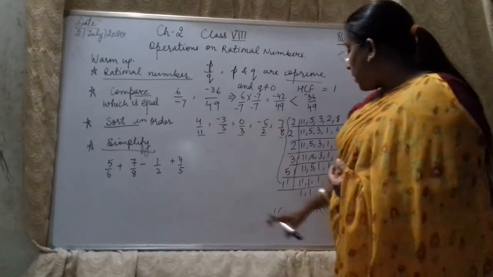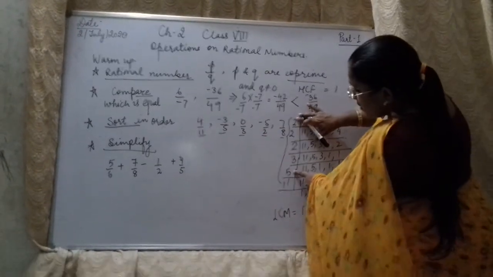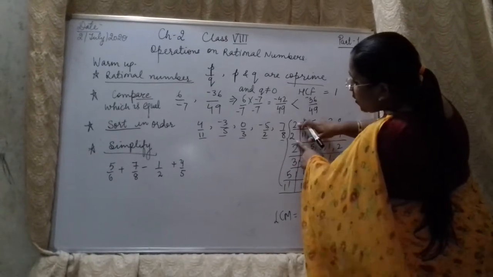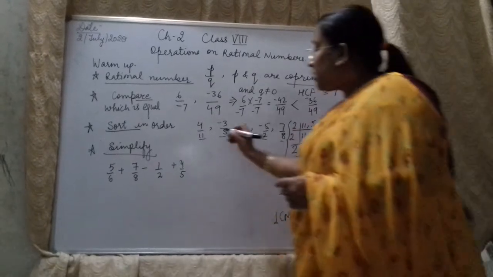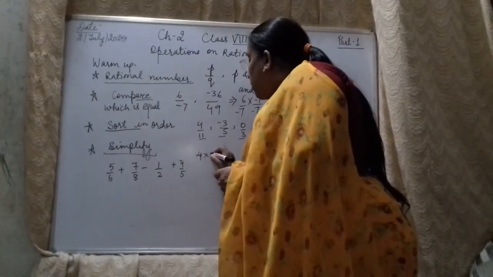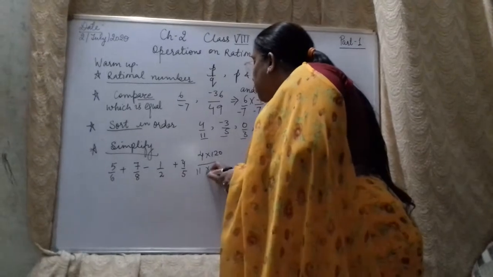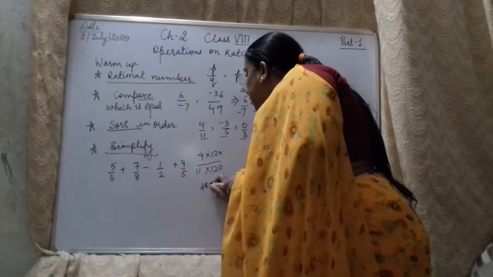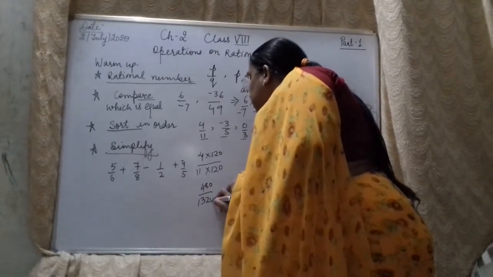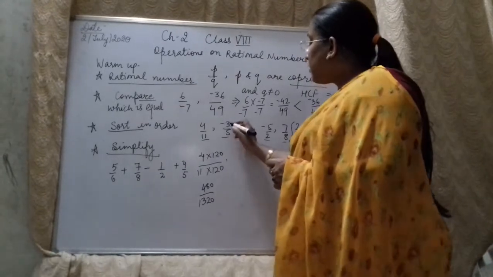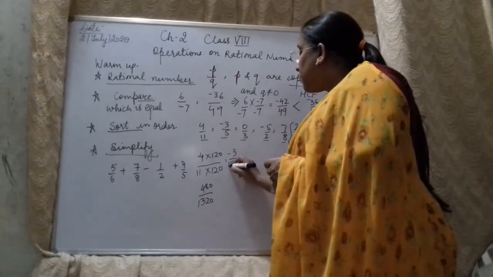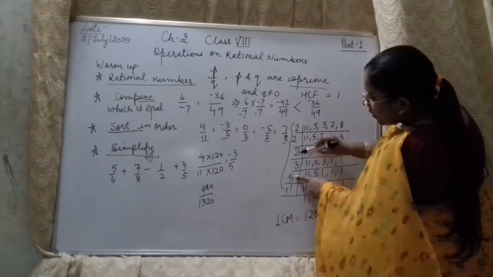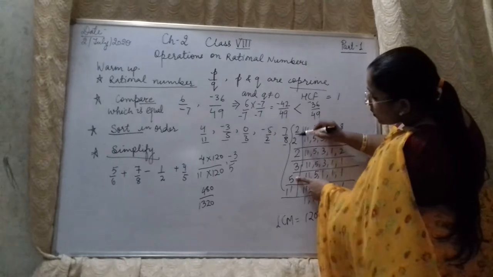Now 11 will be multiplied by how much? The rest of the factors. That is 5 3s are 15, 15 2s are 30, 30 2s are 60, 60 2s are 120. So we will make 4 into 120 upon 1320, that is, 12 fours are 48, so 480 upon 1320. Similarly, minus 3 by 5. Now 5, we will leave 5 and multiply the other ones: 3 2s are 6, 6 2s are 12, 12 2s are 24.